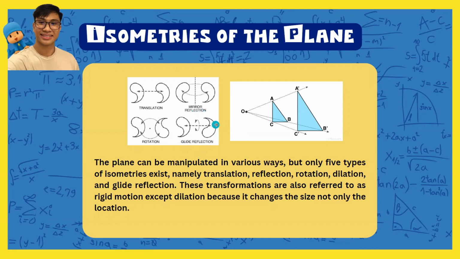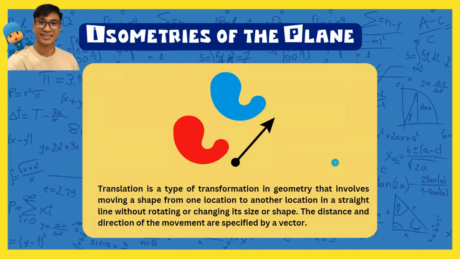iniiba yung position ng object. Yung kaya sila sinasabing rigid motion. Pero yung dilation, hindi siya rigid motion kasi not only does it change the location, but it also changes its size. But it keeps the same shape, meaning congruent pa rin siya dun sa original object.